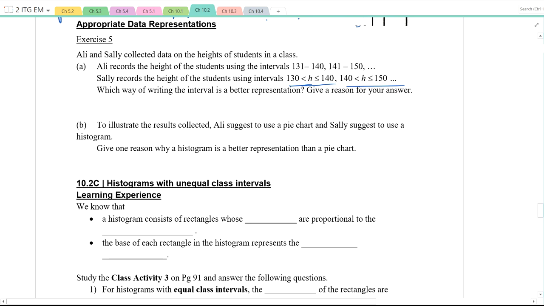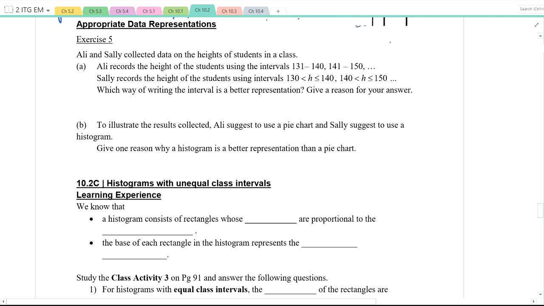Straight away we should be able to tell that there's a problem with the way Ali does it. What if I have a student whose height is 104.8 cm? Which interval does he fall into? Does he fall here? Or does he fall here? You see, the 104.8 doesn't fall within the first group, it doesn't fall within the second group. However, if we were to consider the way Sally does it, we can tell that 104.8 falls within this class interval. Okay, so we can tell that the way Sally does it is better.